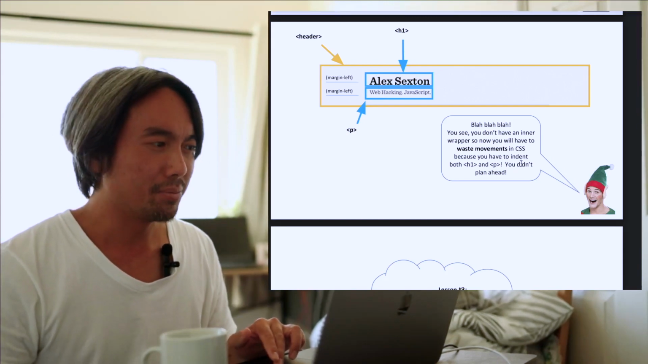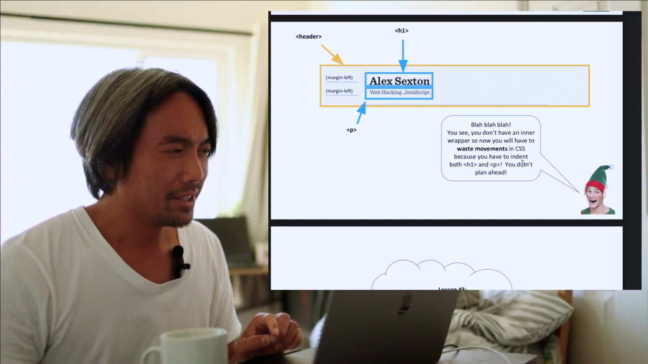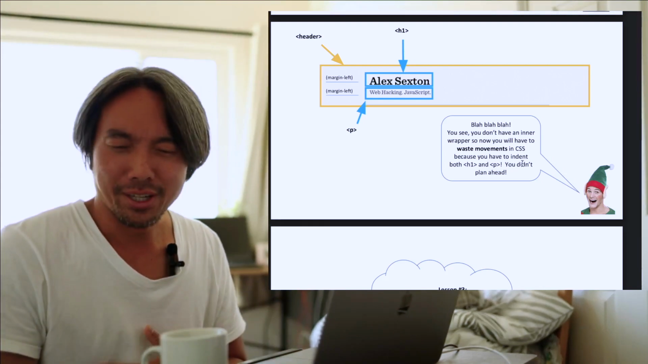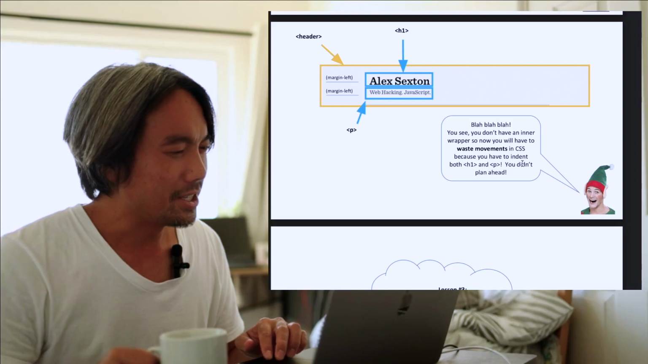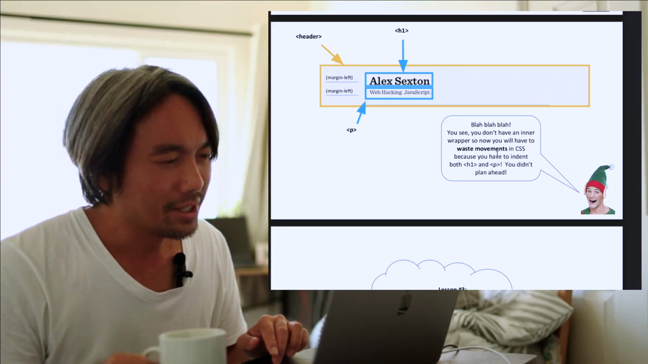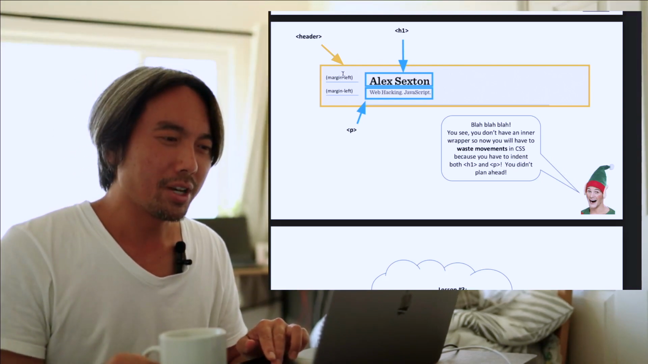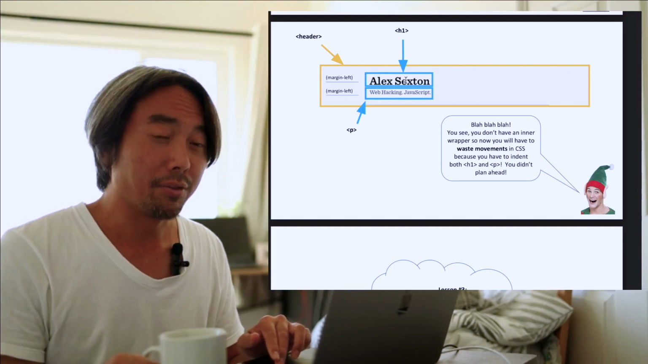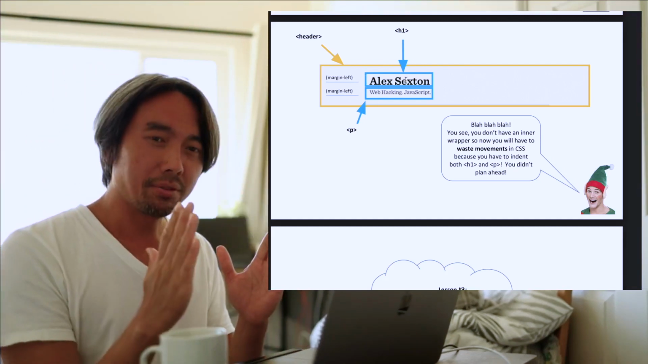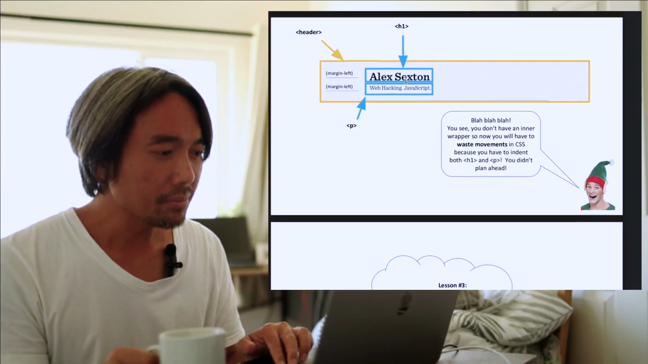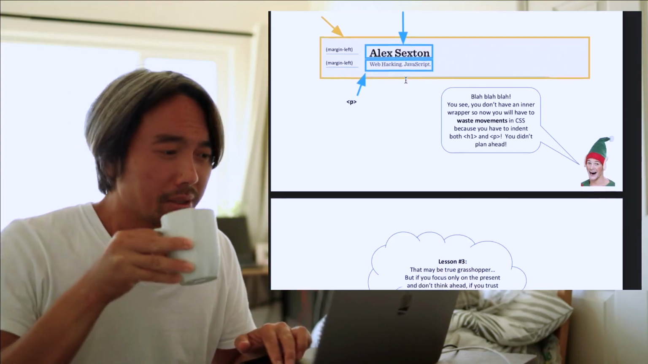Okay, so the elf is being a little bit of a smart aleck. Usually, with teachers and students, you have those smart aleck students that try to challenge their teachers, and nothing wrong with that. So here he's saying that yeah, margin left, you have to do it twice because you don't have an efficient one inner wrapper where you can just do one margin left and move everything to the left. Or to the right.